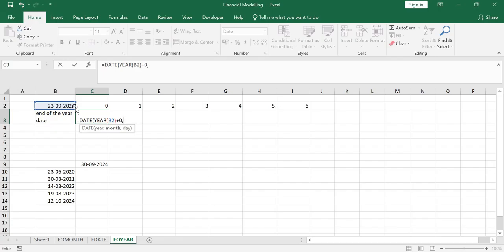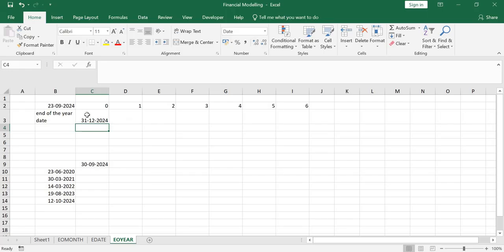After that, you will write comma, and now you will write whether you want a calendar year or the financial year. As I told you, I want the last day of the calendar year, and calendar year ends in December, and December is the 12th month, so I'll write 12. And December has 31 days. So I'll write 31, close the bracket and enter. Now you can see over here, it's 31st December 2024, which is the last day of the year 2024.